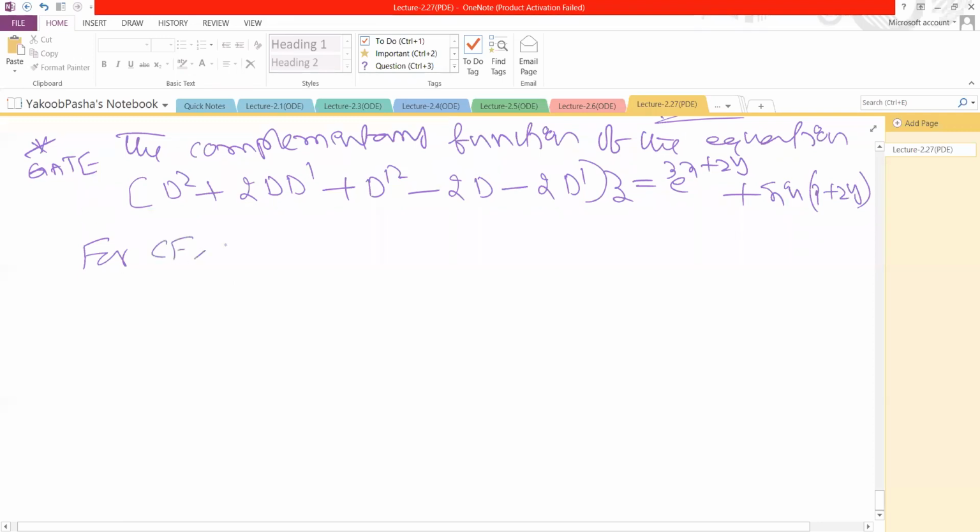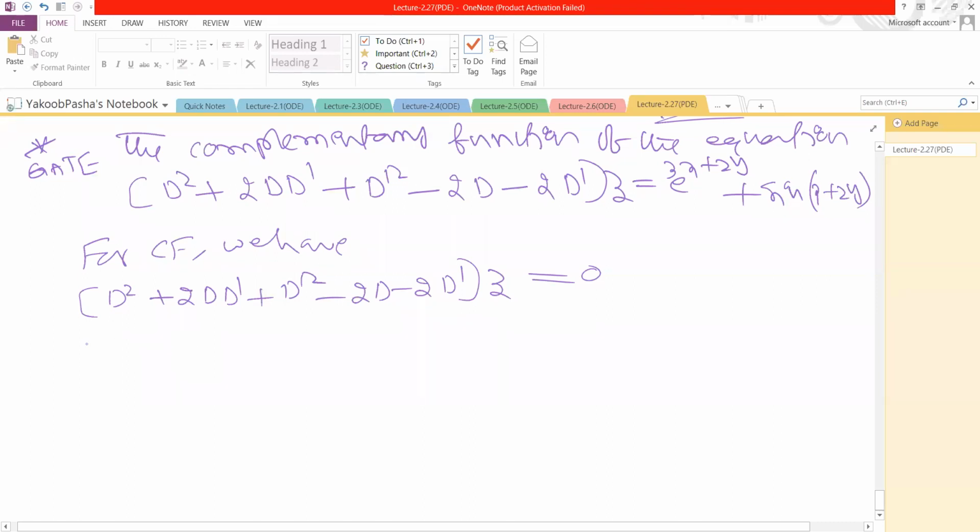For complementary function, we have first to take the homogeneous equation (D square plus 2DD' plus D' square minus 2D minus 2D') of z is equal to 0. మీరు జేఎన్ శర్మ బుక్ లో చూస్తే ఇలాంటి ప్రాబ్లమ్స్ ఉన్నాయండి. ఎక్సర్సైజ్ లాస్ట్ లో ఉంటాయి, చాప్టర్ లాస్ట్ లో ఎక్సర్సైజ్ లాస్ట్ ప్రాబ్లమ్స్.